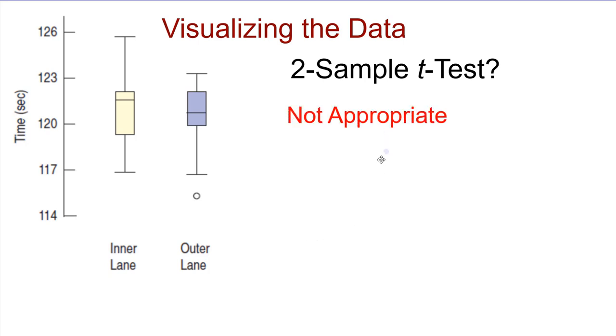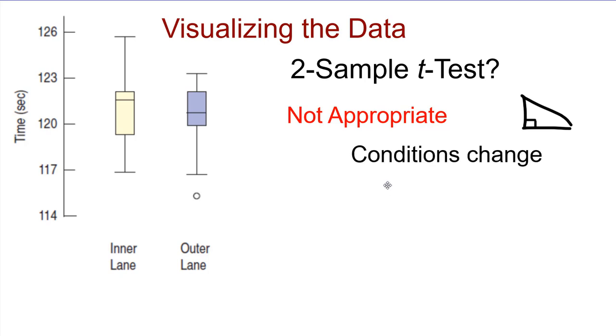Well, the problem is that it's actually not appropriate to do a two-sample t-test. So if you think about the two-sample t-test, what do we end up doing there? Well, we end up having two samples, and we combine the difference between those samples by using the Pythagorean theorem of statistics, which is based on the assumption that the two samples are independent of each other. But do we actually have independent samples? So the person on the inner lane and the person on the outer lane, are those two independent of each other? Well, they're actually not, and each one is not independent to the next one because the conditions change.